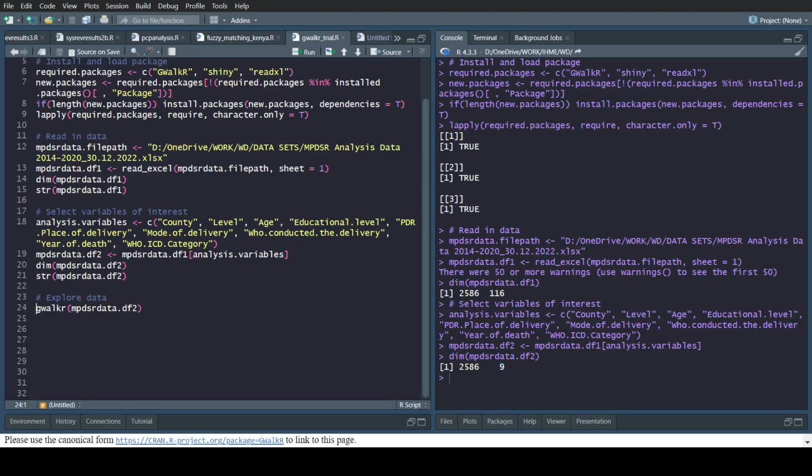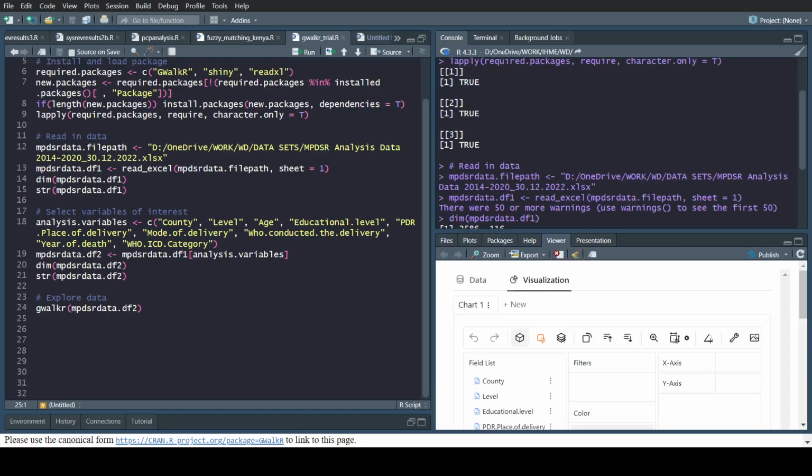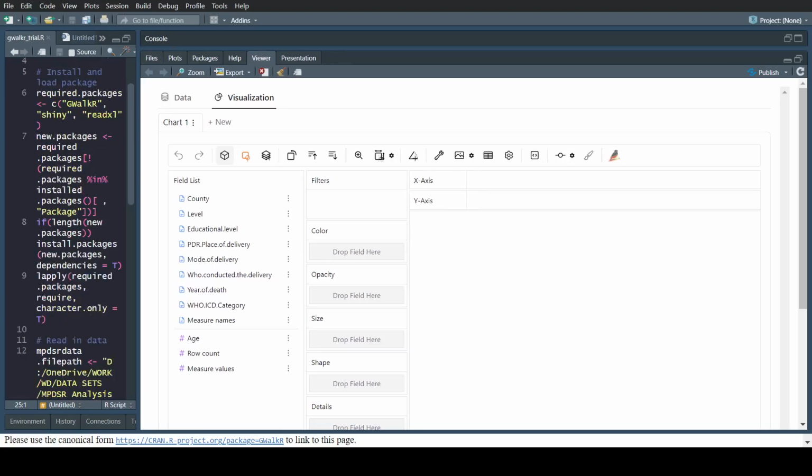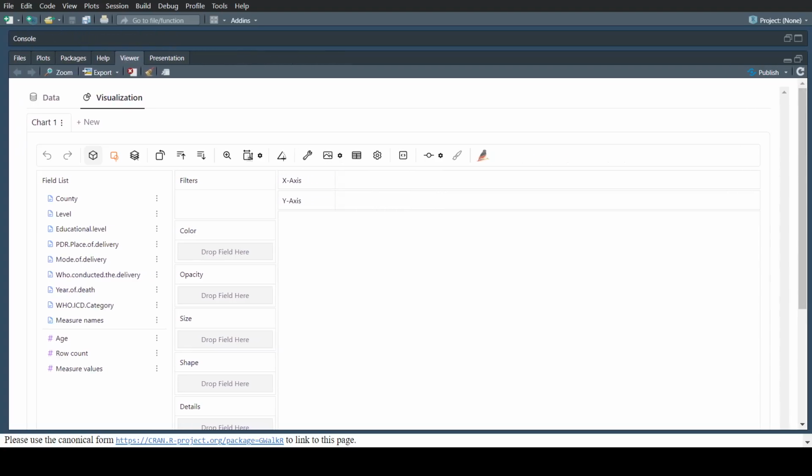This is the interesting part. You just need to type GWalkR and your dataset, and that's it. So let's run that and see what comes up. And here you have your screen with your visualization, and basically everything is there. All the variables are here on the left panel. You have your county, your level, education, and these are the categorical variables. The numeric variables are here with the hash symbol: age, row count, and measure values.